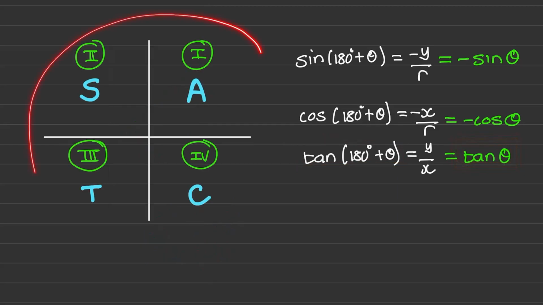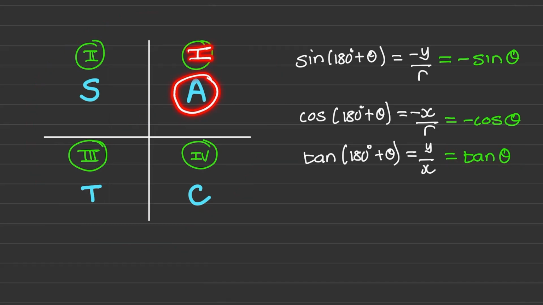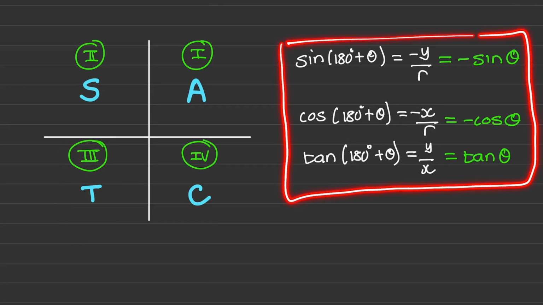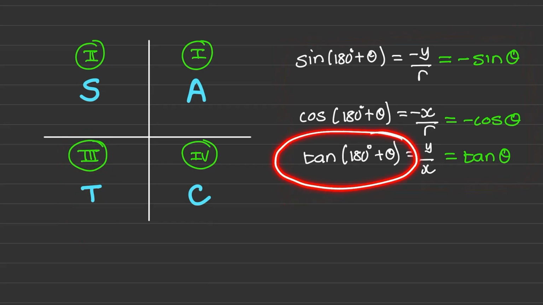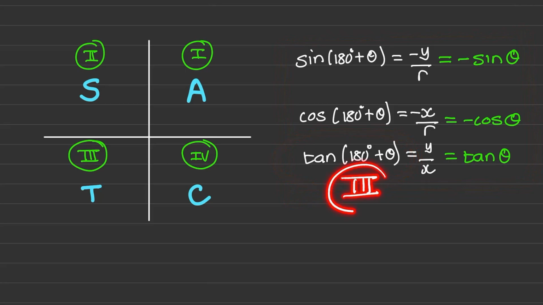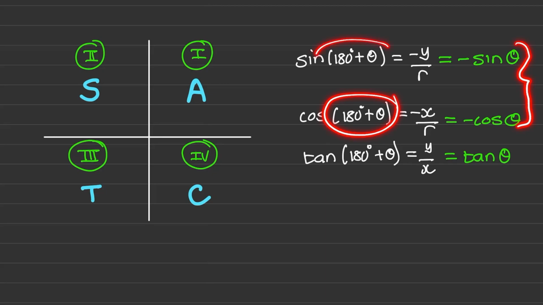And in a previous video we have learned that all of the trig ratios are positive in the first quadrant, but in the third quadrant only the tangent would produce a positive result. And when we compare this fact to what we have just discovered, we see that tan of 180 degrees plus theta, which is in the third quadrant, is the only ratio that produced tan theta as a positive result. And cosine and sine in the third quadrant both produced negative values.